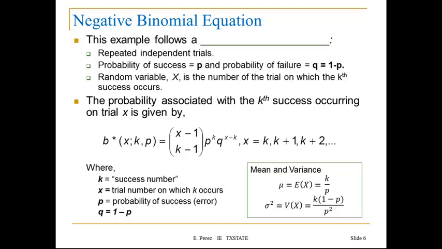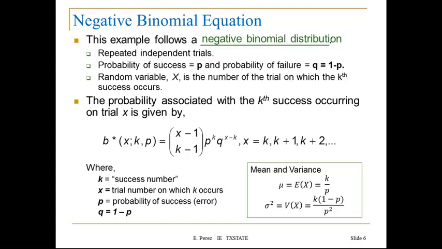So this example follows a negative binomial distribution. You have repeated independent trials. The probability of success is P, and the probability of failure is 1 minus P. Random variable X is the number of the trial on which the kth success occurred. Okay, so the probability associated with the kth success occurring on a trial is given by this formula, which is very similar to the binomial distribution. K represents the success number, X represents the trial number on which that K success occurs, P is the probability of success, and Q is 1 minus P, which is the probability of failure.